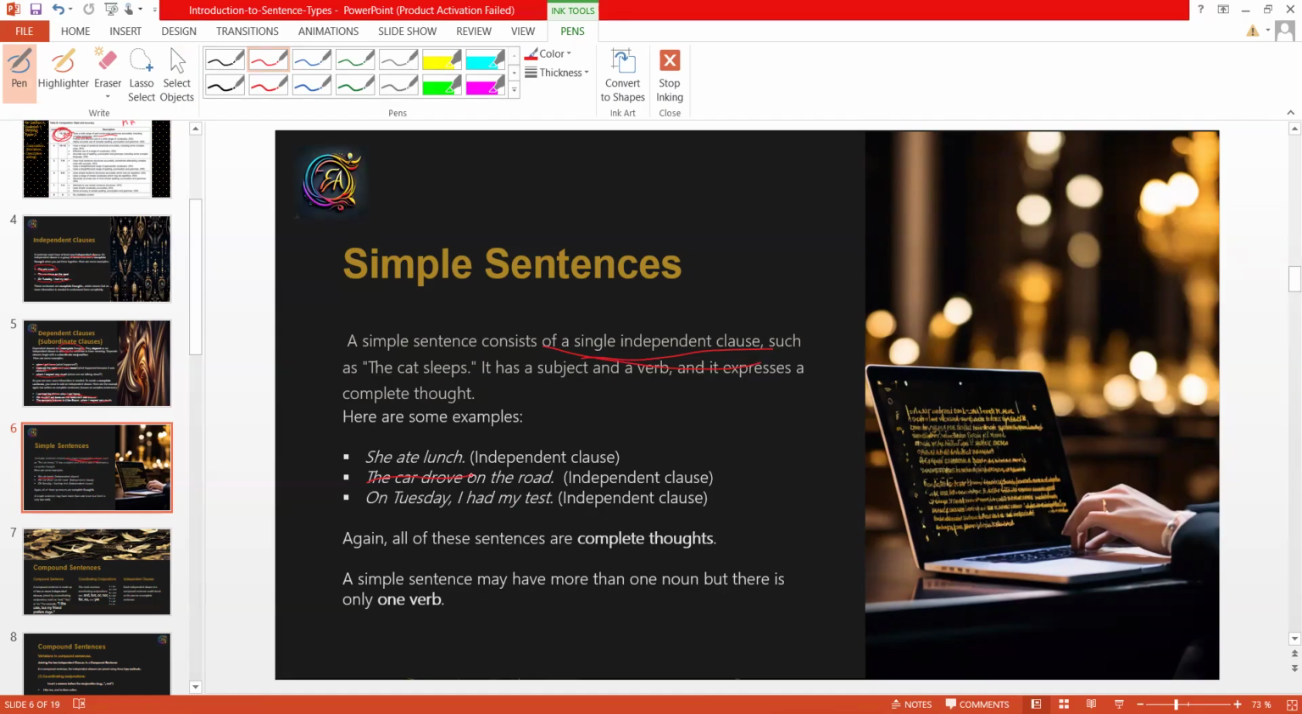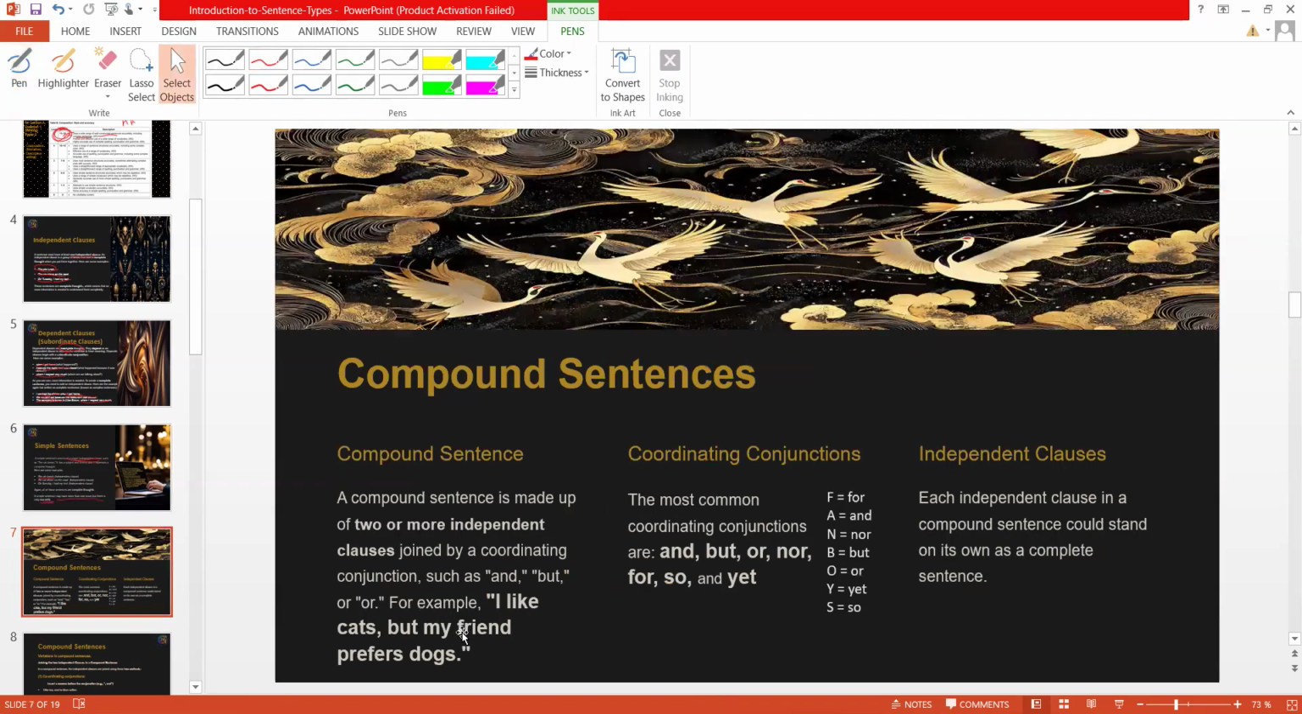Now, the only thing here is that a simple sentence may have more than one noun, but there is only one verb. This is a particularity of a simple sentence, that there should be only one verb. That means only one action is performed. That makes a simple sentence. If there are two actions, then we'll move on to other things in other slides. I hope you understand up till here.